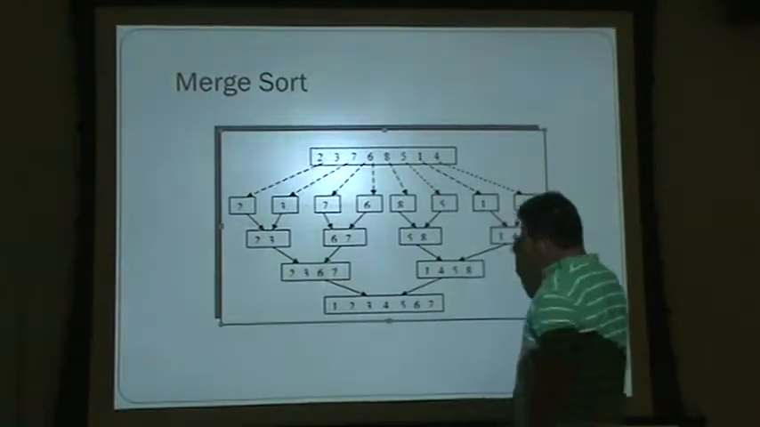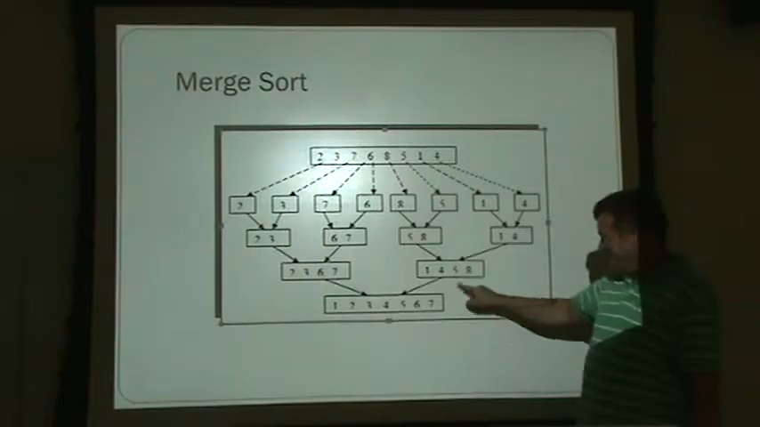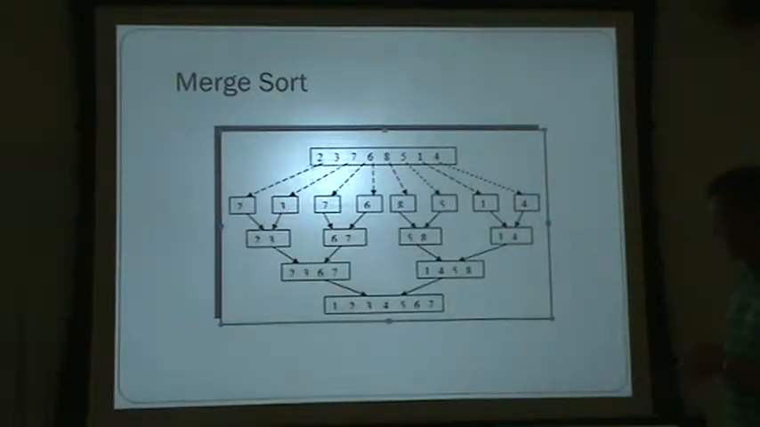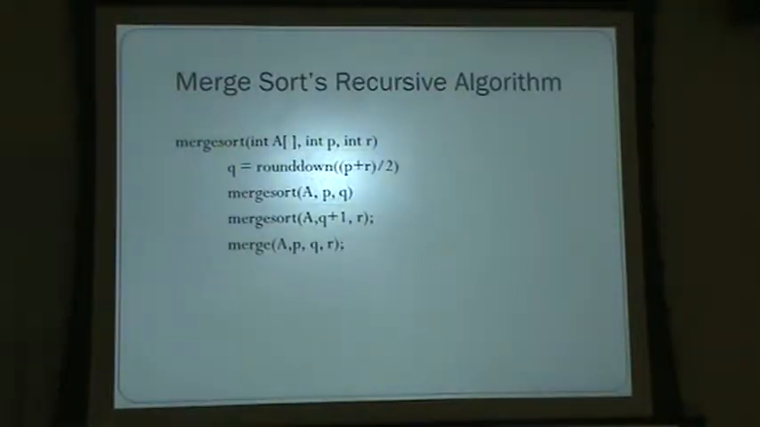Then 7 gets written. Actually, we lost 8 somewhere. But anyway, you get the idea. The 8 should have been copied here, right? So this algorithm is called the merge sort algorithm. The idea is to take two lists that are already sorted and merge them into one big list.